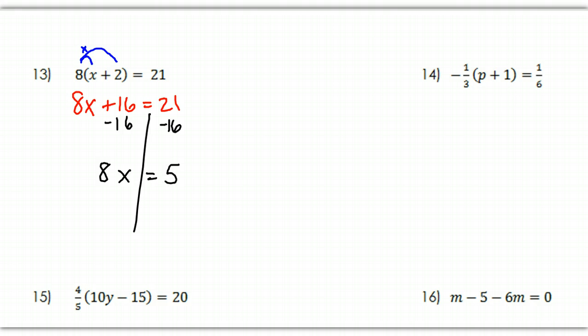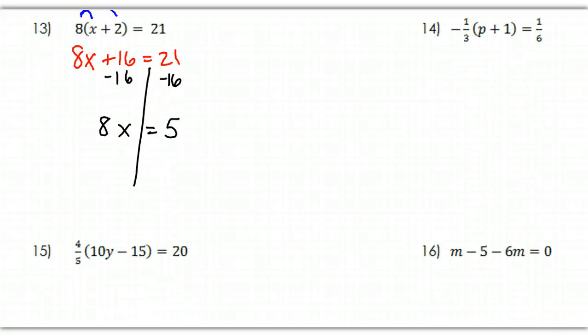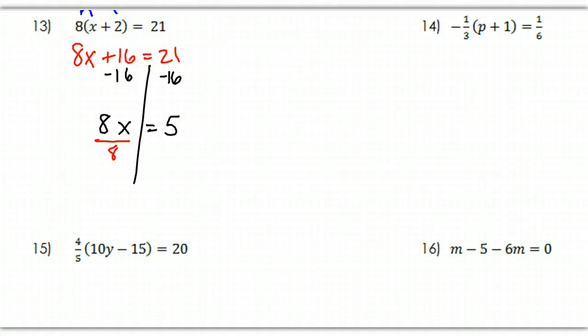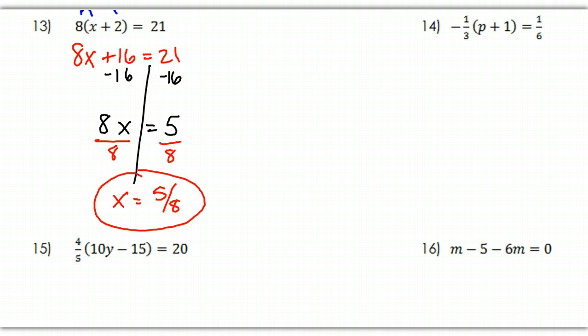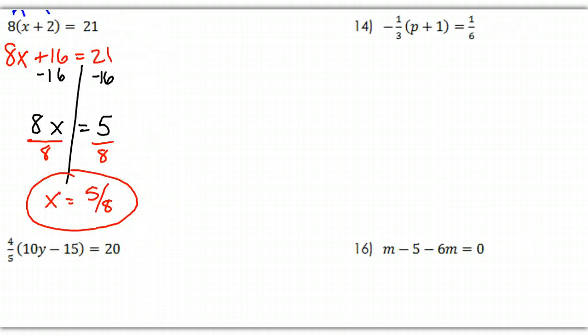And here's another example where we're not going to get a good answer or a whole number answer. When we're going to do this equation, we're going to divide by 8 on both sides. And we actually get just that fraction, 5 over 8. And it's okay to leave it like that, 5 over 8. If it reduced, you'd want to try to reduce it, but that one didn't.